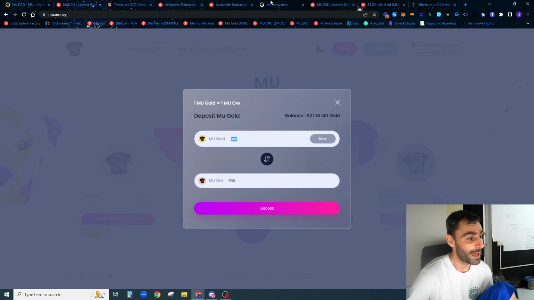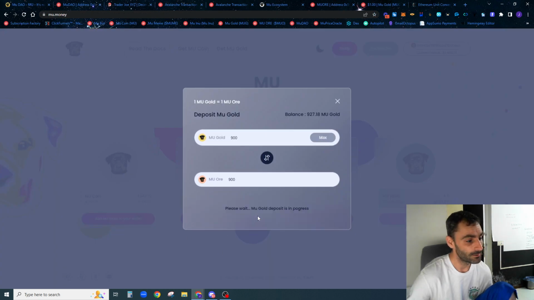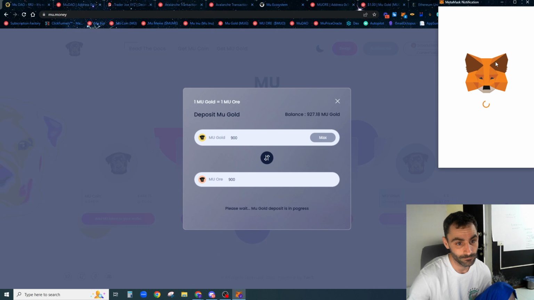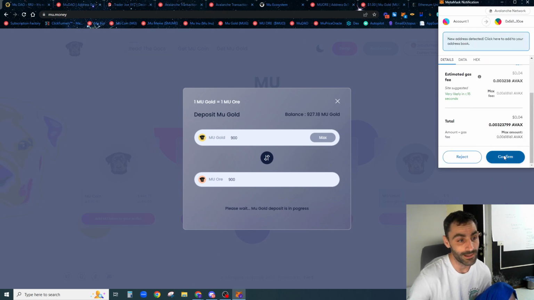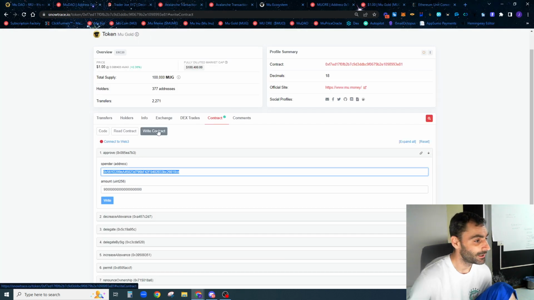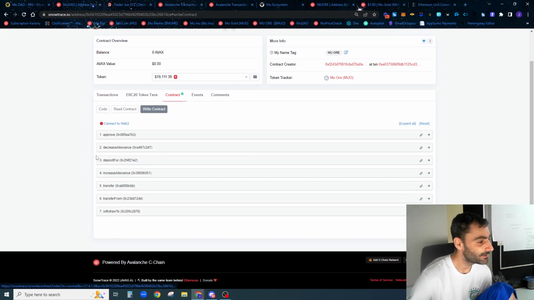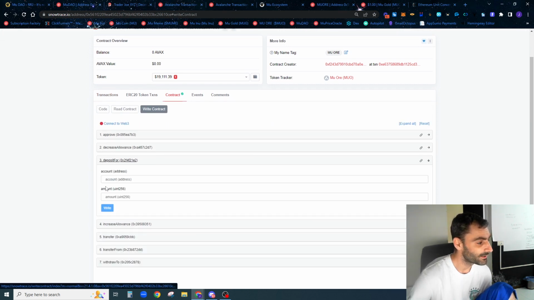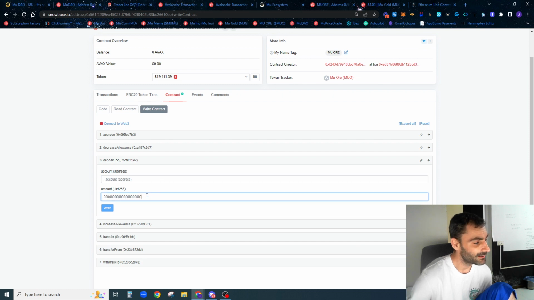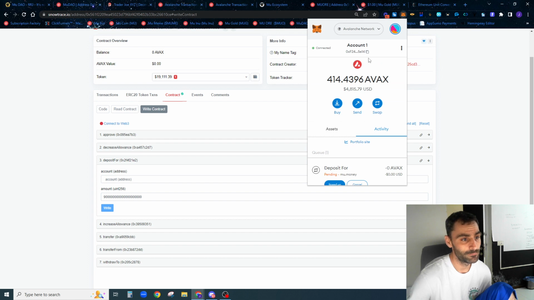And now that we're ready to deposit, what is happening here? If we look on this contract, we can see that there is a deposit function, deposit for. So we have basically put in our 9,000 and we have put in our address here.